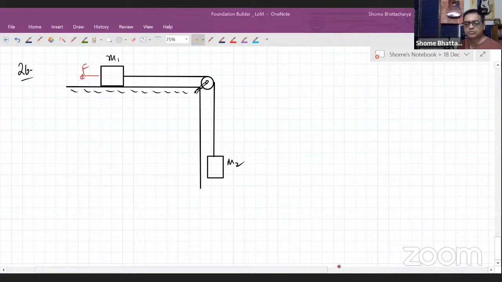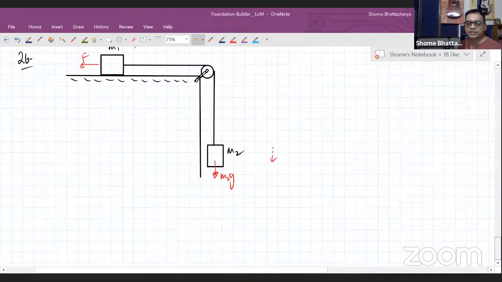What is happening, iska jo weight hai, that is trying to make the system move like this, that this should go down and this should go like this, but then this force is trying to make it go in the opposite direction. So we don't know which one is dominating right now. So how do we find out which one is dominating? We will just make an assumption of some direction of acceleration, and according to that assumption, if the direction of acceleration is fine, then we will get A with a positive sign. If the direction of acceleration is opposite, then we'll get A with a negative sign.